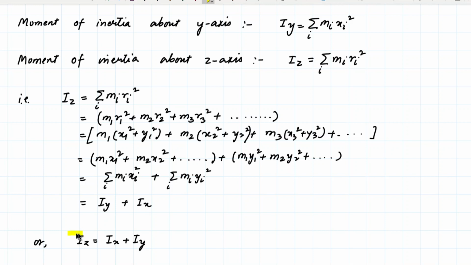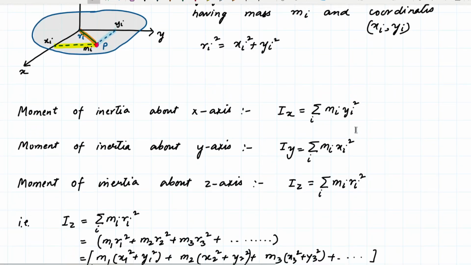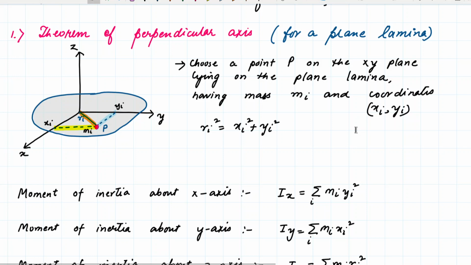So the moment of inertia of the plane lamina with respect to the x-axis plus the moment of inertia of the plane lamina with respect to the y-axis is equal to the moment of inertia of the plane lamina with respect to an axis perpendicular to the lamina, such that x, y and z all intersect at the same point. So this is known as the theorem of perpendicular axis.